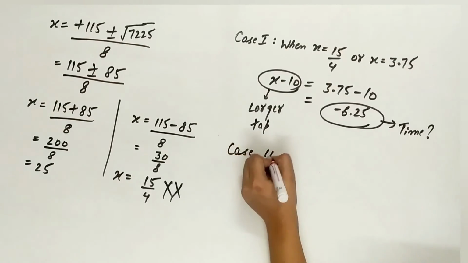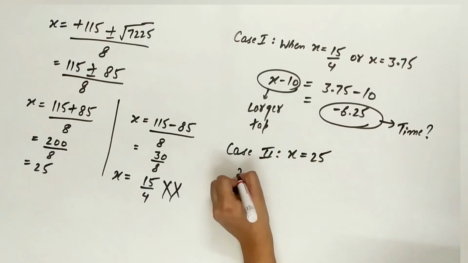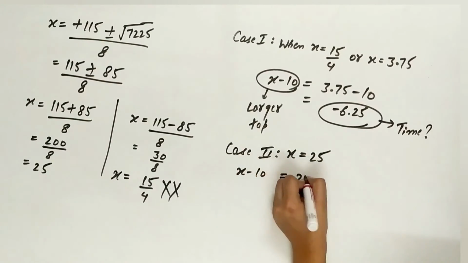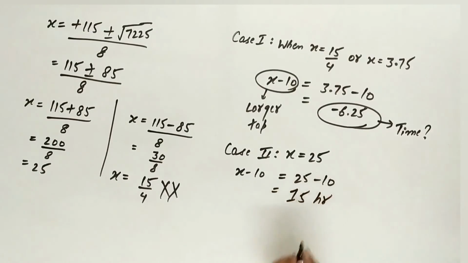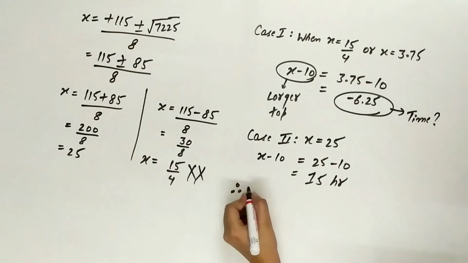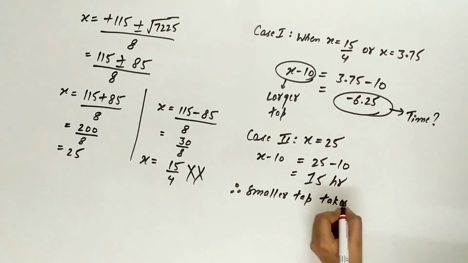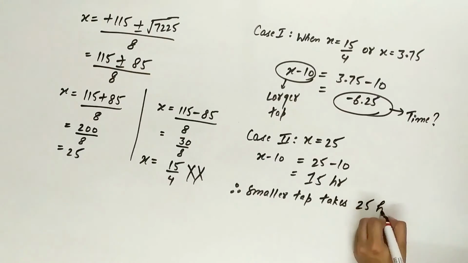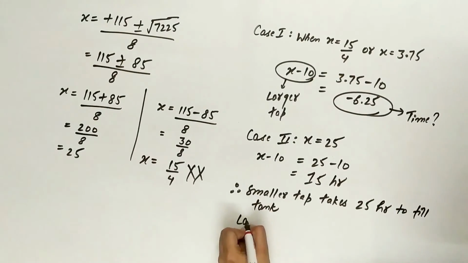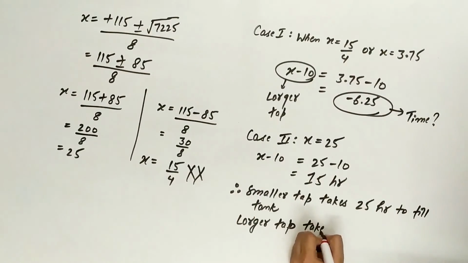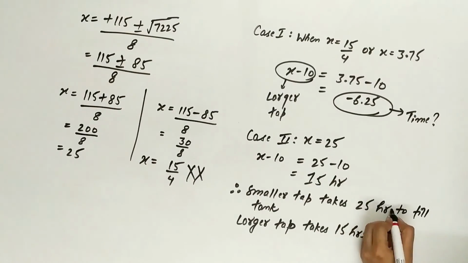Now let's see case 2. When x is 25, x minus 10 will be 25 minus 10, that is 15. Hence, the smaller tap takes 25 hours to fill the tank, and the larger tap takes 15 hours to fill the tank.